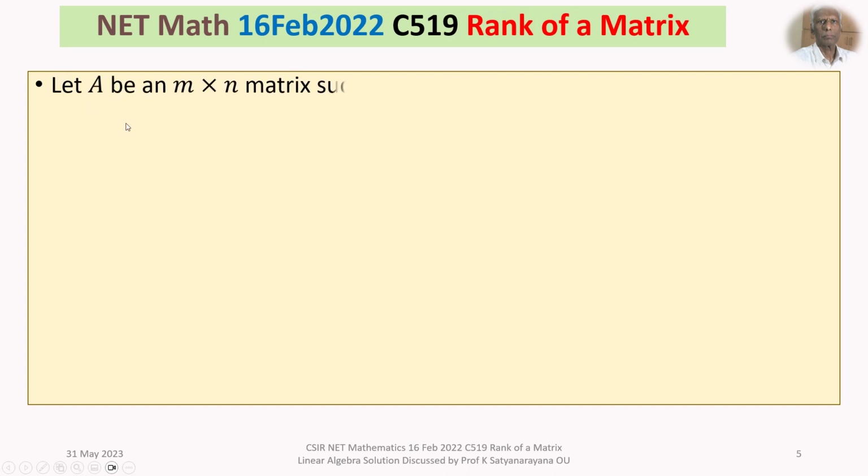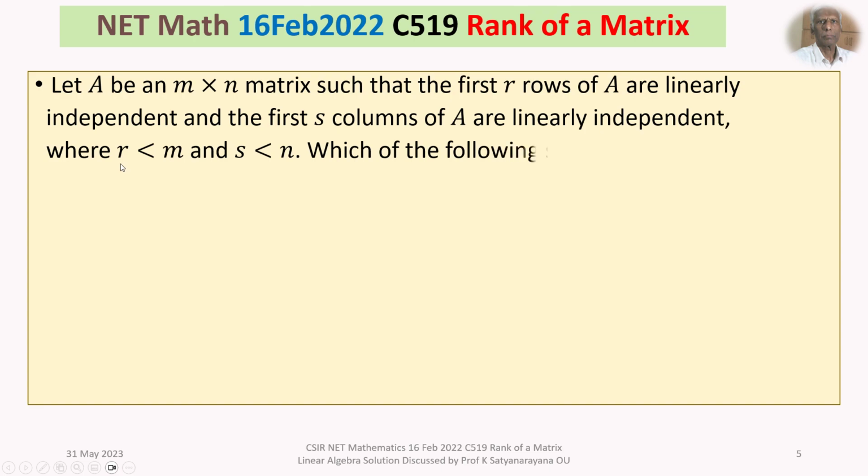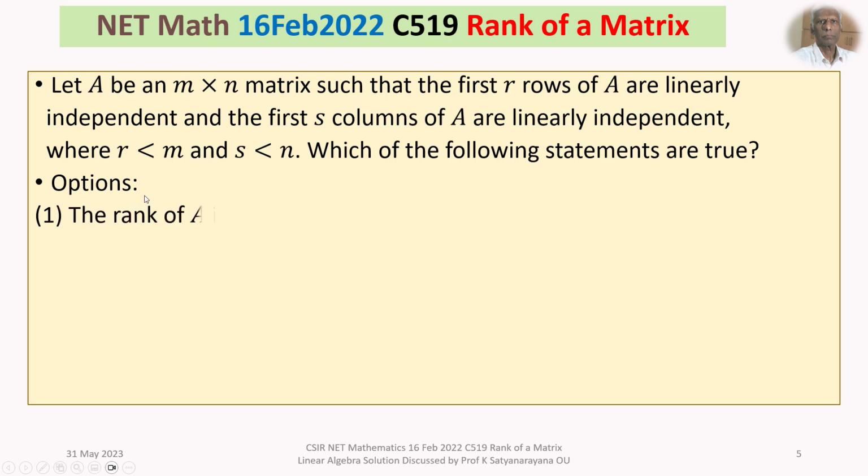The given question is: let A be an m by n matrix such that the first r rows of A are linearly independent and the first s columns of A are linearly independent, where r is less than m and s is less than n. Which of the following statements are true? We are given four options.